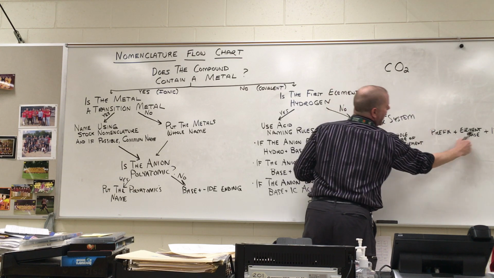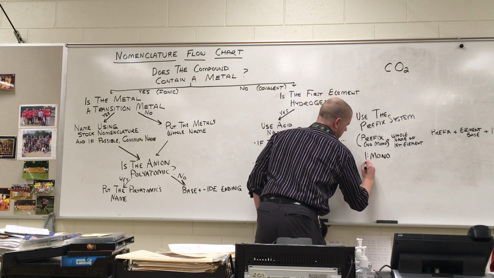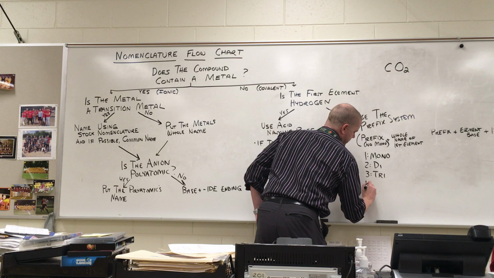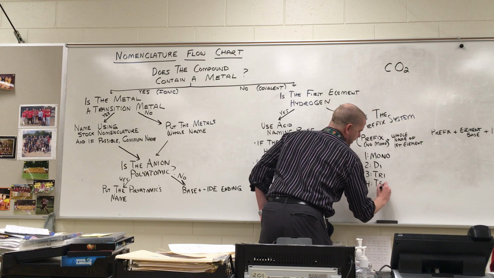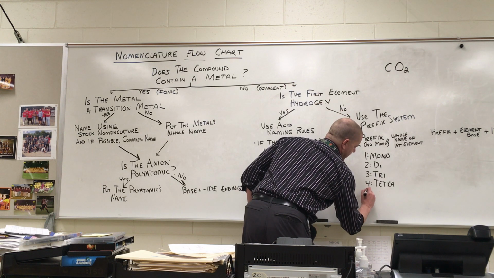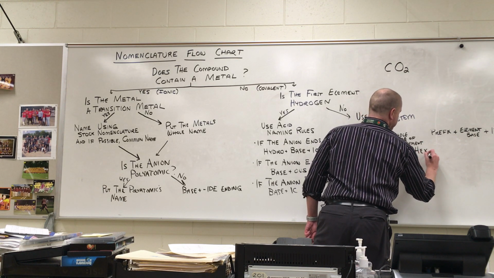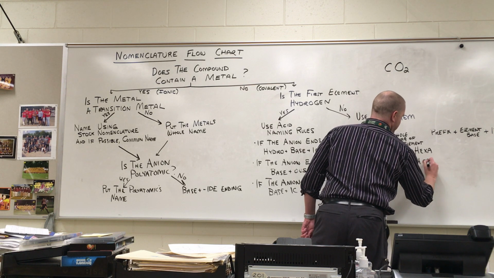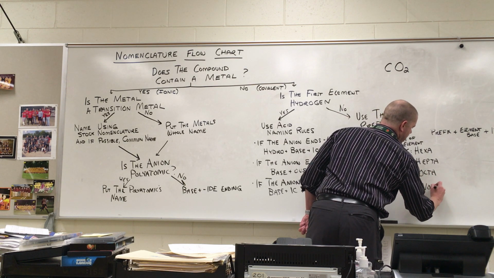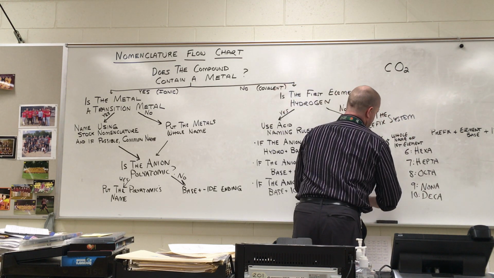O2, the 2 is dioxide. So let me give you those prefixes. For 1, the prefix is mono. For 2, the prefix is di. For 3, the prefix is tri. For 4, tetra. And how I always remember that one is I remember a video game I love to play called Tetris. Okay? Number 5, penta. Number 6, hexa. Number 7, hepta. Number 8, octa. Number 9, nona. And number 10 with a C, deca, D-E-C-A. And those are our prefixes.